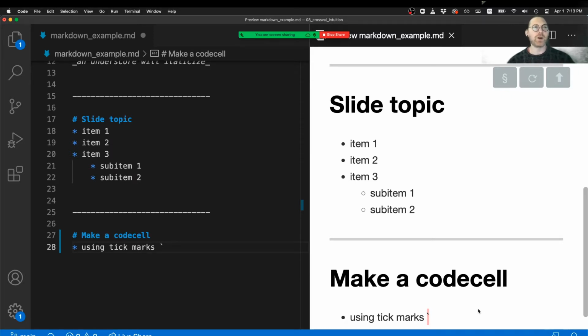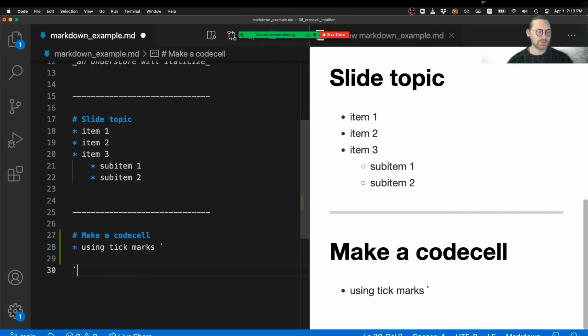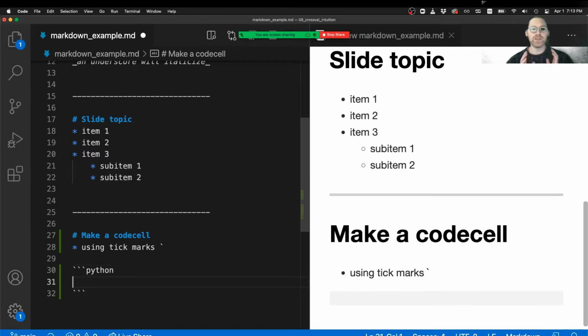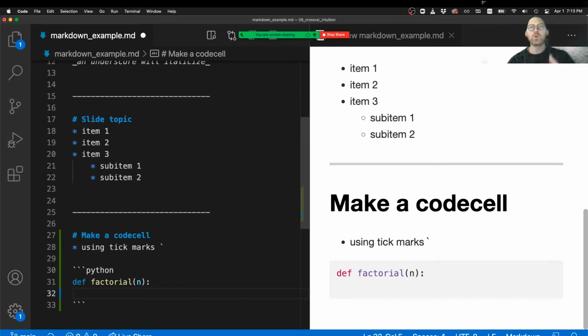So using tick marks, if you do triple tick marks here, 1, 2, 3, and type Python, this will show Python code in a friendly way. It'll have highlighting of the text. So, some function, or let's do factorial, right? The factorial of n. And what we're going to see over here is code that renders nicely.